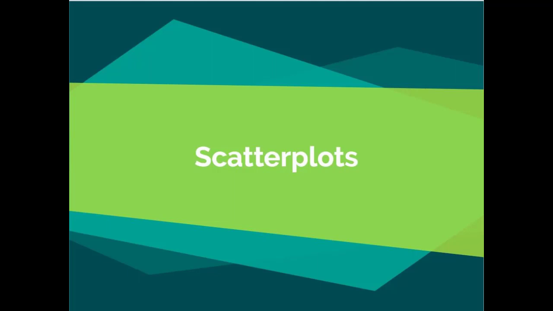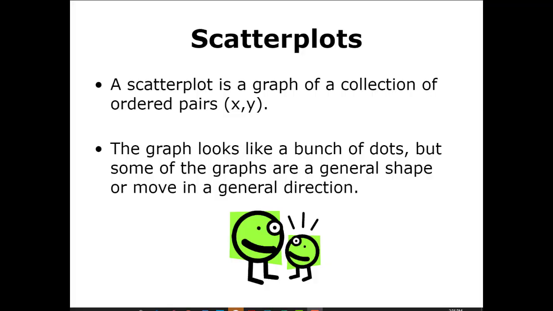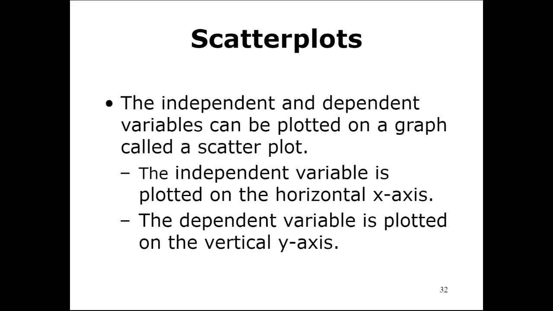But the best part is we will be describing scatterplots. Yay! Let's start by defining a scatterplot. So a scatterplot is just a graph of a collection of ordered pairs. The graph looks like a bunch of dots, but some graphs have a general shape or they will move in a general direction. The independent and dependent variables can be plotted on the graph called a scatterplot. The independent variable is plotted on the horizontal x-axis, and the dependent variable is plotted on the vertical y-axis.